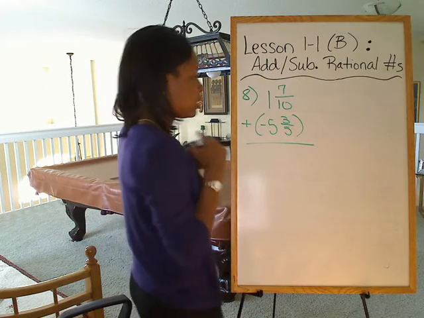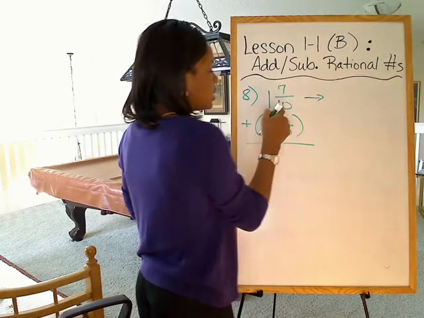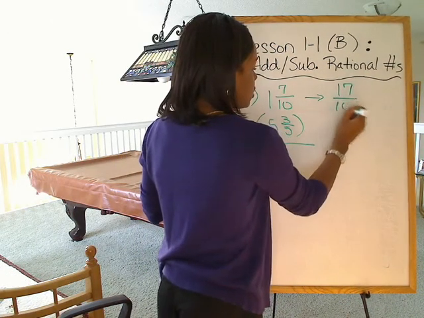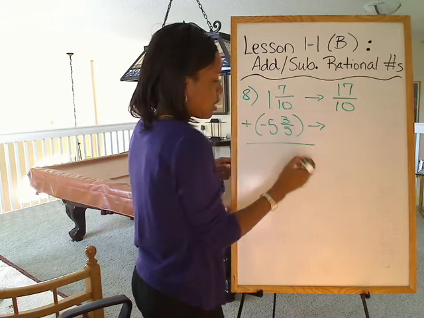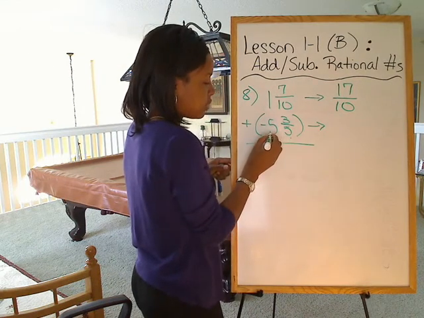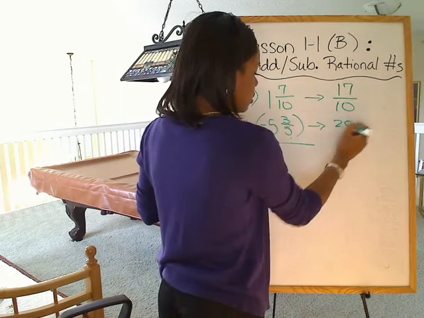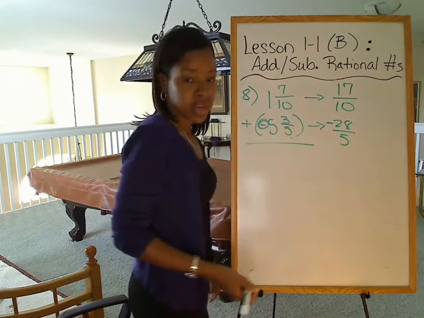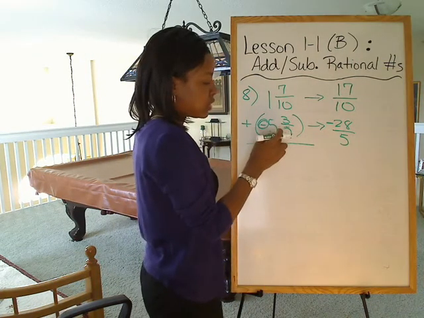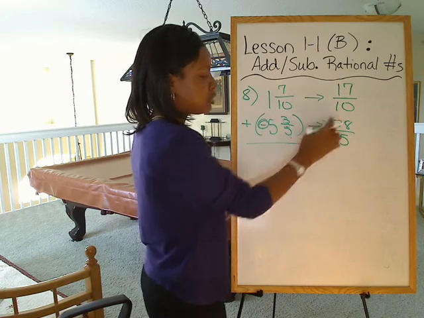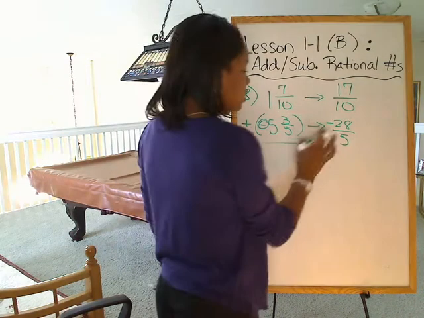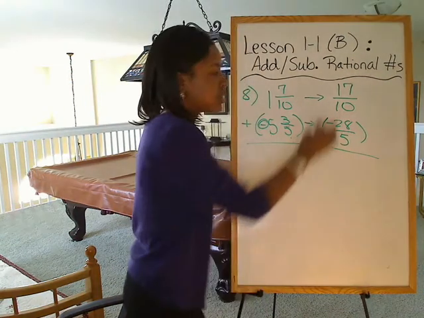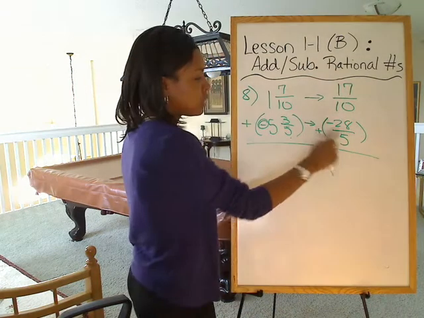So let's change this to 10 times 1 is 10, plus 7 is 17. So you get 17 over 10. And 5 times 5 is 25, plus 3 is 28. So you get negative, don't forget the negative, you get negative 28 over 5. You solve it the same way, 5 times 5 plus 3, and then you just stick the negative in front. Okay? So now this is your new question: 17 over 10 plus negative 28 over 5.